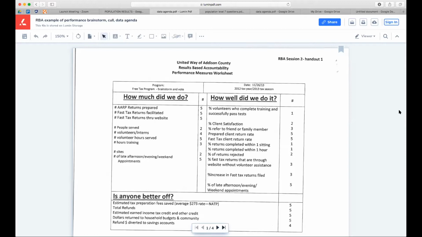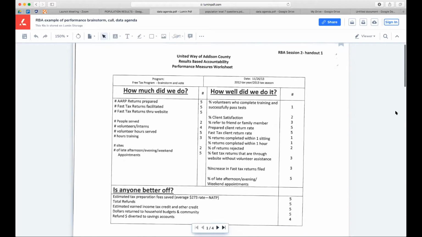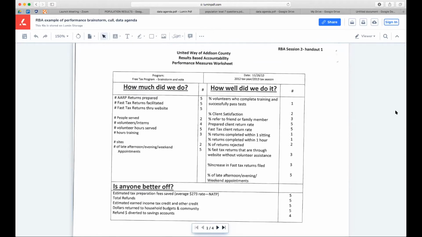And then anyone better off is, are people better in their condition, really. So in this case, it was that they saved money from having a free tax prep, that they got refunds. There was a goal of earned income credits that were underutilized. The data that drove that was that the gap between people who were tapping into earned income credit was significant between those that were eligible based on our estimate and actually getting that. And it means millions of dollars into the community. And then there was a way to divert money into savings accounts.